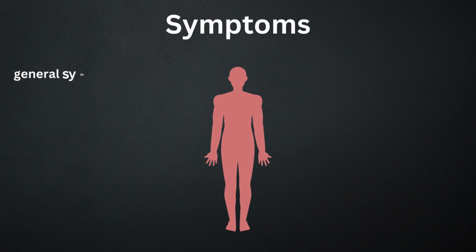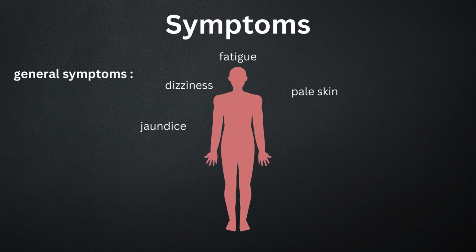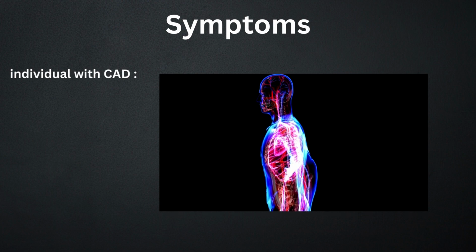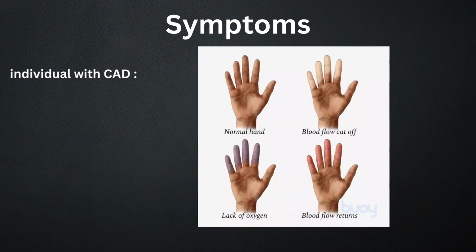The general symptoms of autoimmune hemolytic anemia are fatigue, dizziness, pale skin, jaundice, shortness of breath, palpitation and dark urine. Individuals with cold agglutinin disease will also experience circulatory symptoms such as painful bluish or reddish discoloration at the fingers, toes, ankles, and wrists. This is called Raynaud's phenomenon.